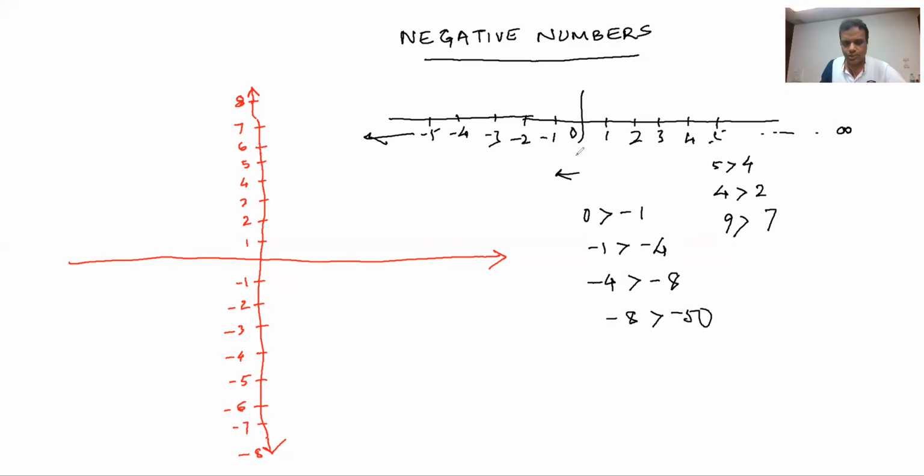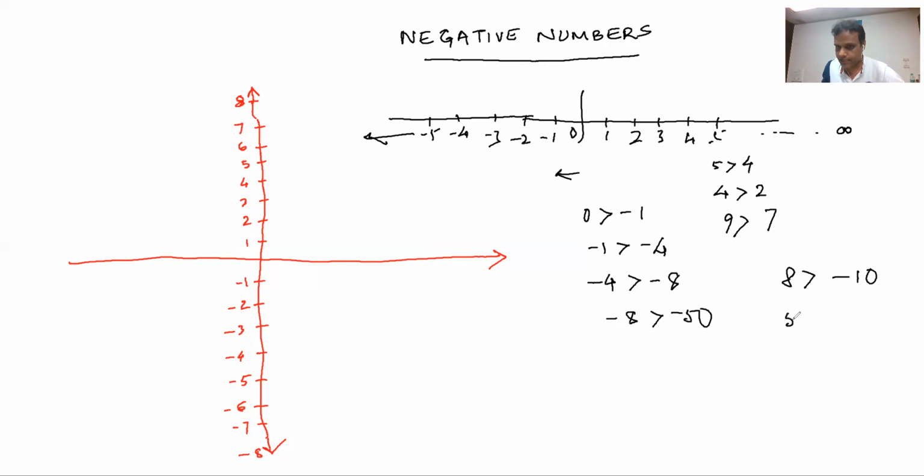If I just ask you which is greater, 8 or -10? Now you will quickly think, where is 8 figuring in? 8 figures on the right hand side and -10 figures on the left hand side of the number line. So 8 is greater than -10.